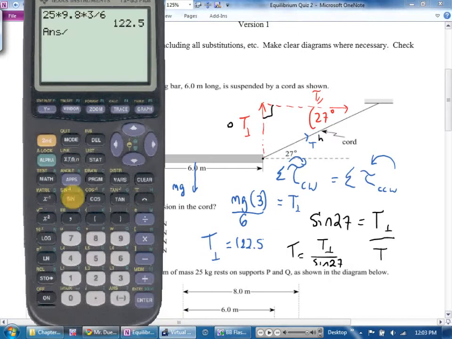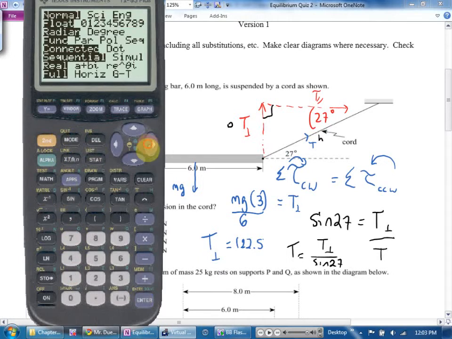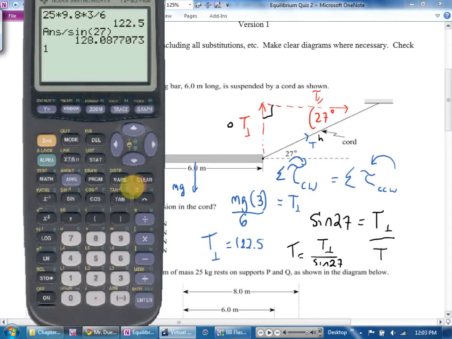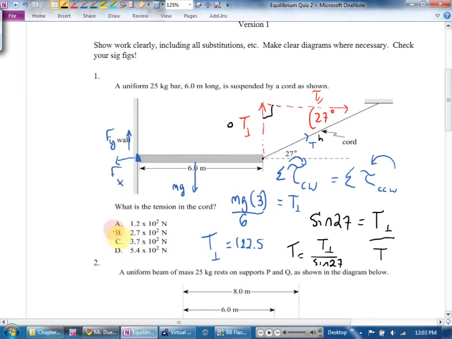Divided by the sine of 27. You get 128? Is that right? I'm in radians, because I was going, it can't be right. Sine of 27 is going to be around... sine of 30 is 0.5. It should be an answer twice as big. 122.5 divided by sine of 27 should be around 250-ish. Yes, 270. B.